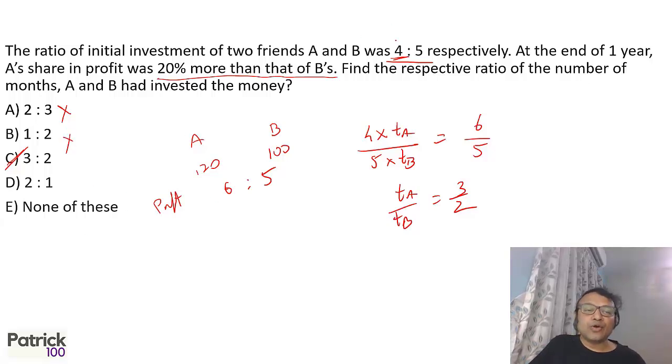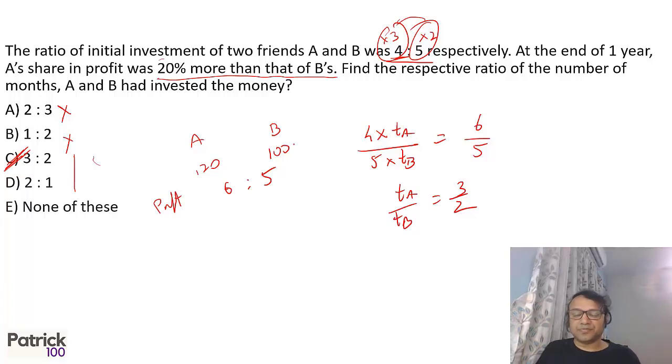Then you can calculate, use the option: 4 into 3 and 5 into 2, 12 and 10, 20% more satisfies. That is also one way of solving, right? So A will have more period because he's getting more profit and less amount. Then two options left, substitute the option: 4 3s are 12, 5 2s are 10, 20% more satisfies.